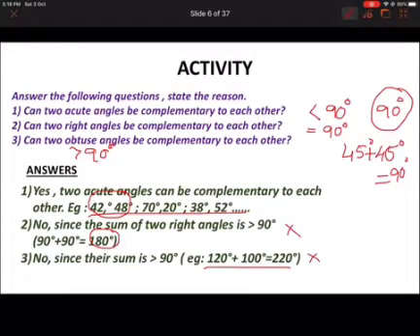Okay children, so in this activity, the first question gives a complementary pair. We can have a complementary pair, but in the next two we cannot, because they do not satisfy the condition required for the angles to be called complementary angles. Is that clear?